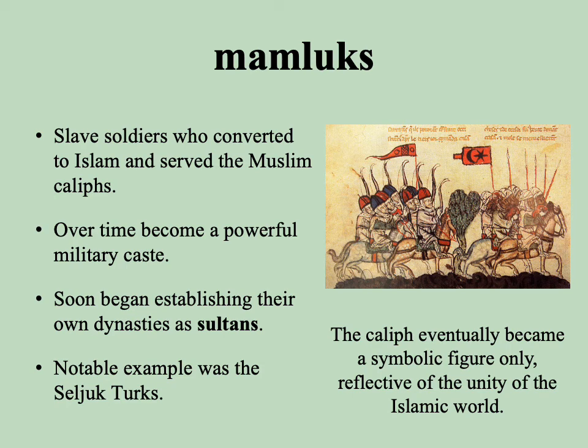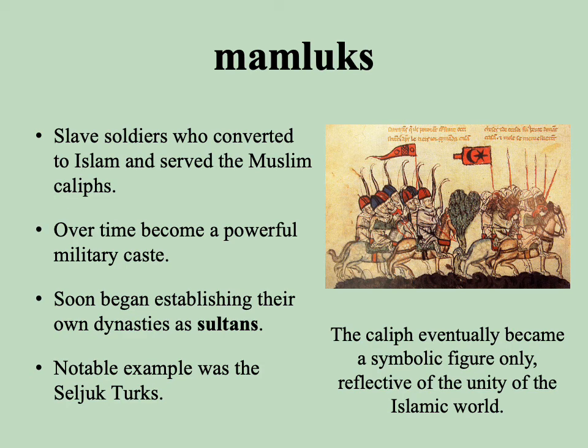Now, they can't take the title of caliph. The title that they use is sultan. So the caliphate will continue, but increasingly it's becoming more a symbolic title, somehow reflecting the idea of Muslim unity. But increasingly the caliph has very little political authority, and political authority starts to devolve to these various sultans, the titles that they take. A really good example of this would be, for instance, the Seljuk Turks.